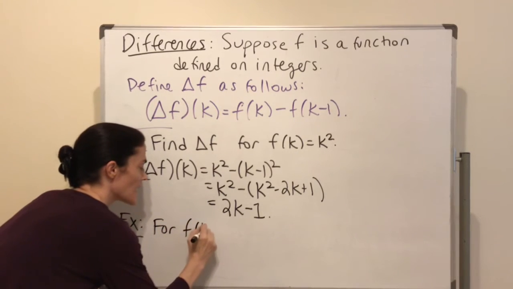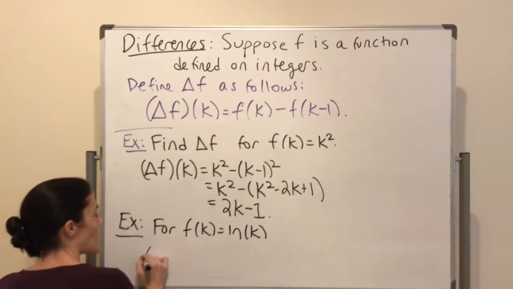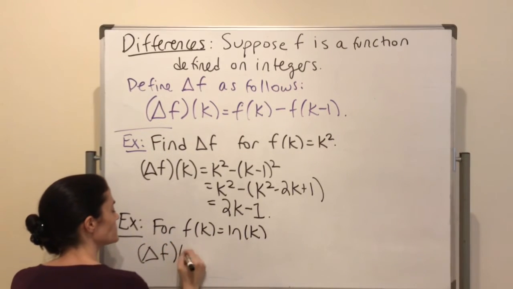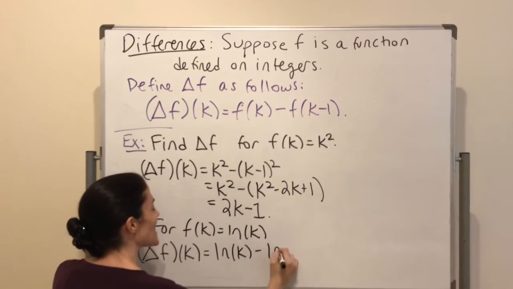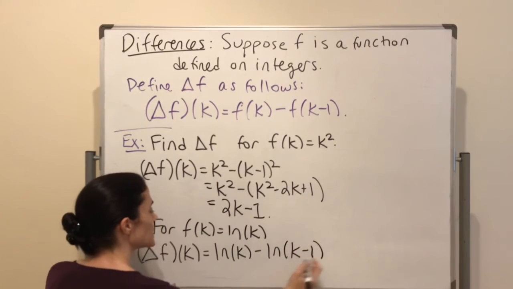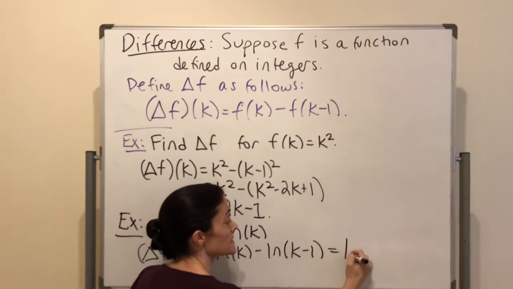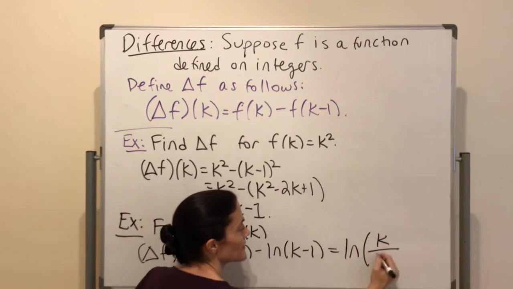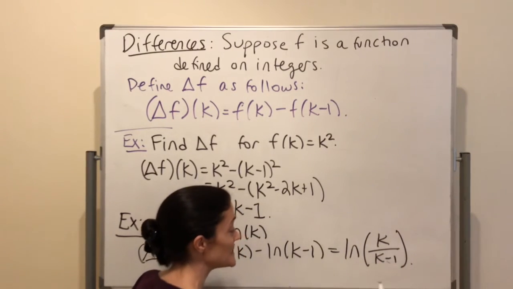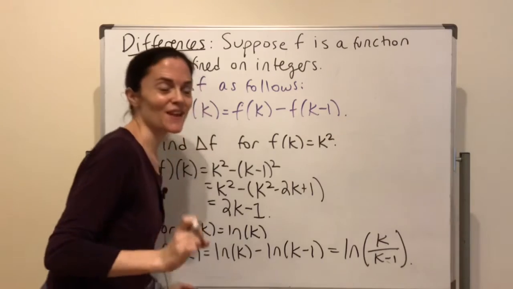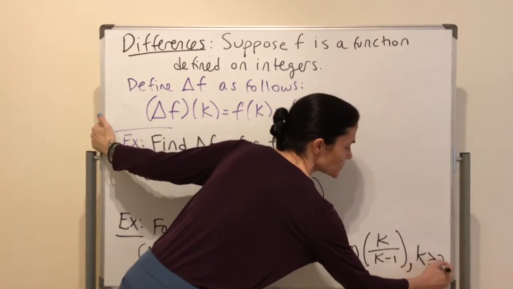For f of k is ln k, this delta f is, well, it's ln k minus ln of k minus 1. Now this one we can use log properties to simplify. This is ln of k over k minus 1, excuse me. So this is this difference for the natural log function. And I can just add here, we need that k is bigger than or equal to 2 for this to be defined.